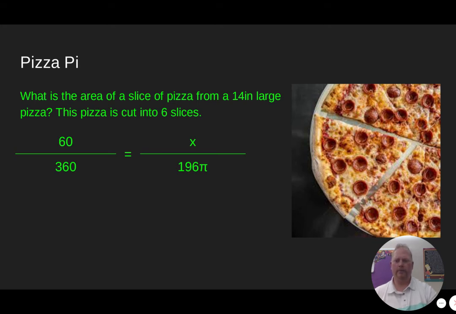So let's make a little bit of room. And something else that you can do to make things a little bit easier is, if you want to reduce the 60 over 360, you can, and just make it 1/6, which makes sense because we have 1 out of 6 slices. So cross multiply, and it should be 49 pi equals 6x. Divide by 6, so 49 divided by 6. Okay, we get 8.16. All right, so there's about 8 square inches in that slice of pizza.